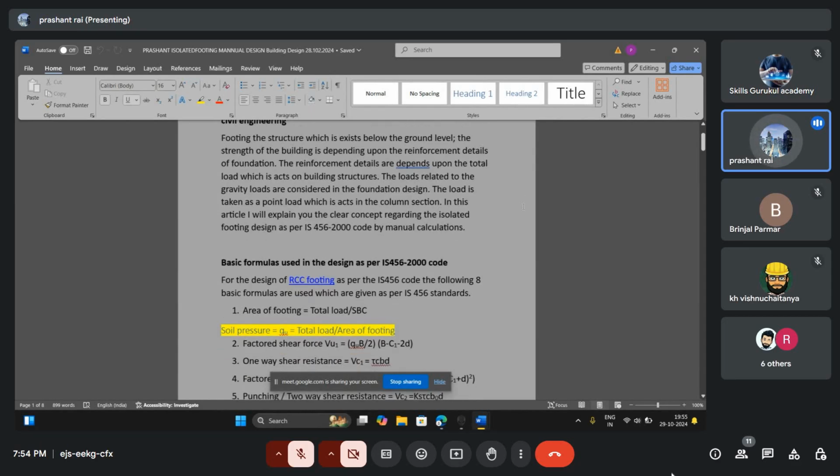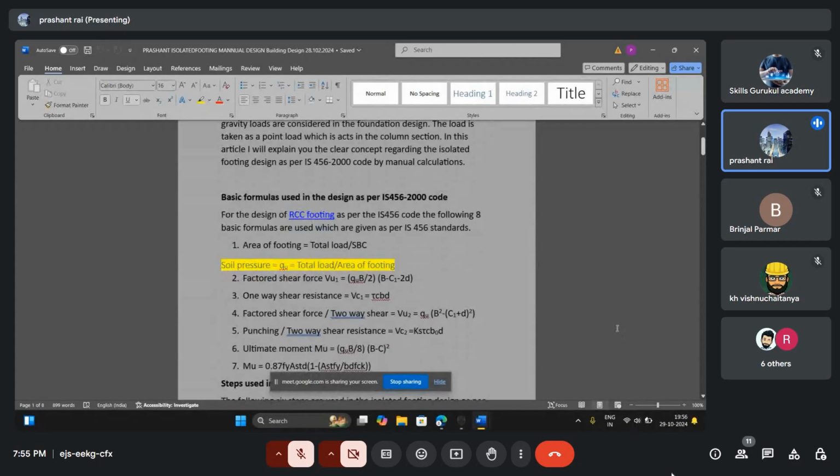The strength of a building depends on the reinforcement detail of the foundation. The reinforcement details depend upon the total load which acts on the building structure. The loads related to gravity are considered in the foundation design. The load is taken as a point load which acts at the column section. In this article I will explain the clear concept of isolated footing design as per Indian Standard IS 456:2000 code by manual calculation.